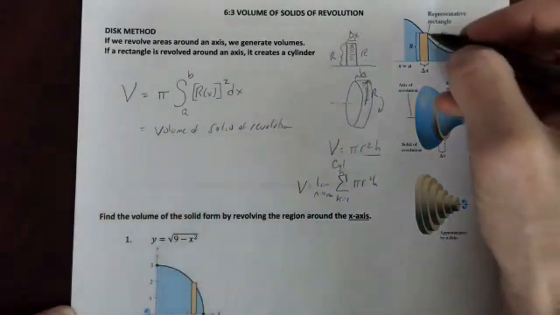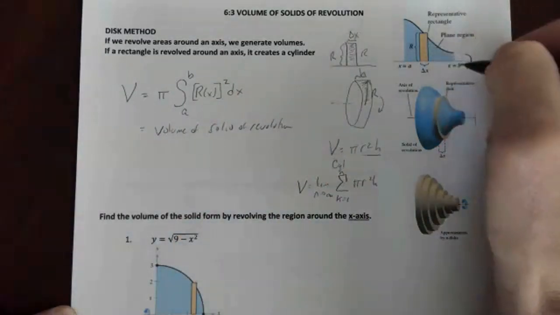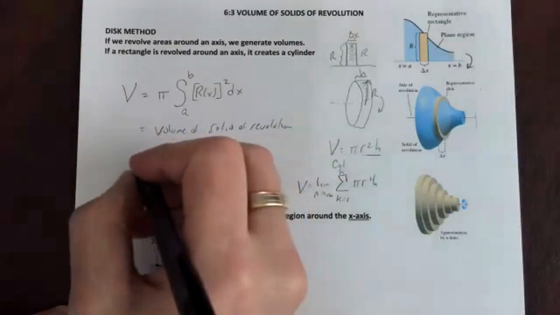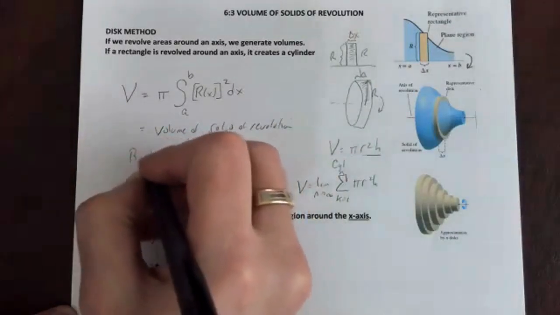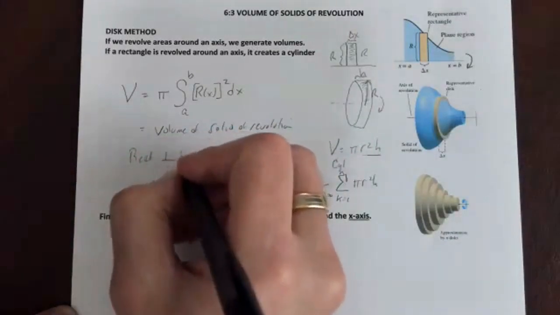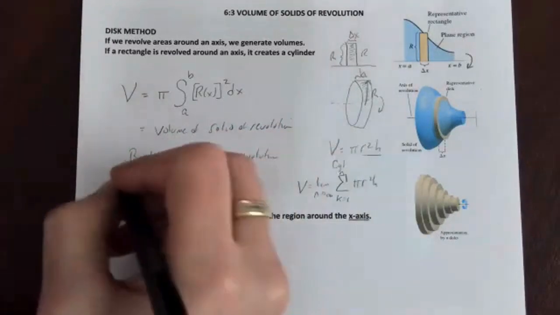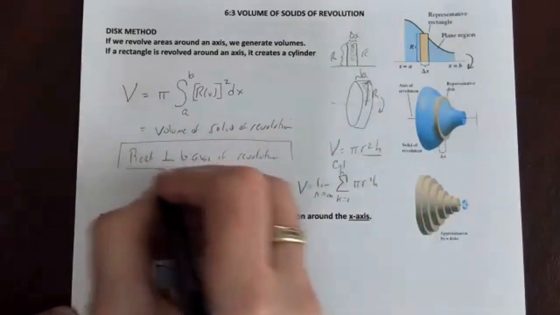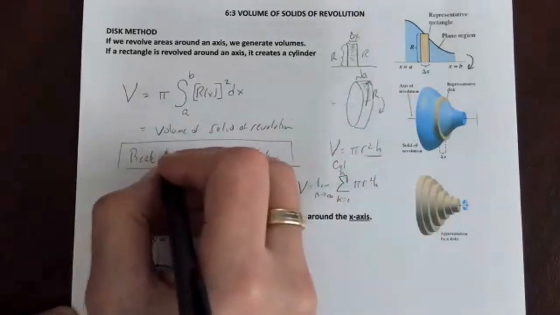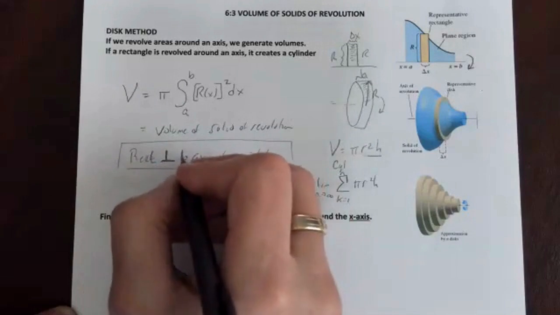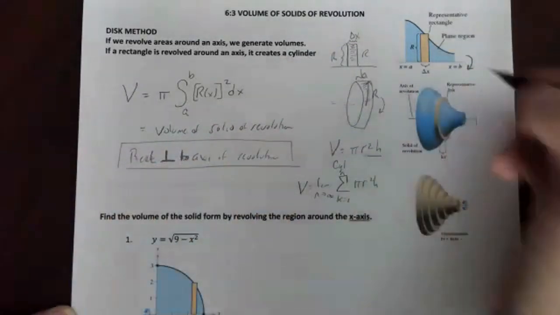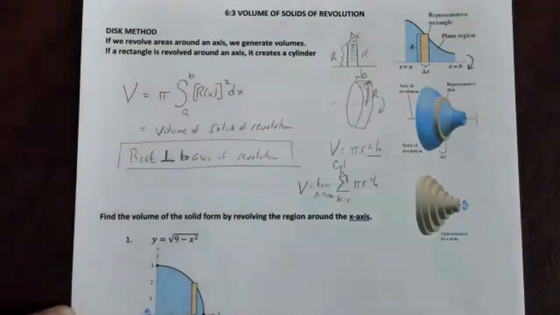Now, this rectangle right here, when you're revolving it, it has to be perpendicular. So the rectangle must be perpendicular to the axis of revolution if you're going to use this formula. And that's really important, and we're going to talk about that in just a second. So the rectangle must be perpendicular to the axis that you're revolving around in order for this formula to work.